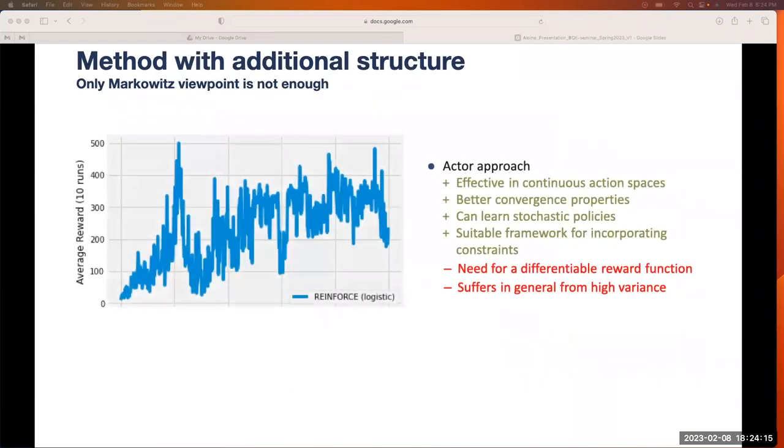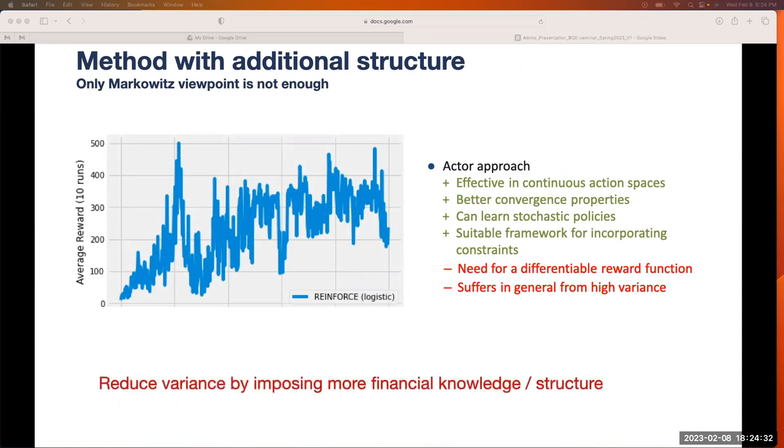So our work in paper 1, using the actor approach only with the Markowitz model, exhibited high variance in learning the policy. One way to reduce variance is to consider an actor-critic approach. So here we use the Kelly criterion for the critic only, which has the effect of imposing more financial structure on the problem.